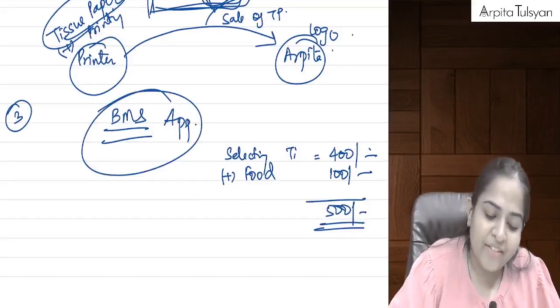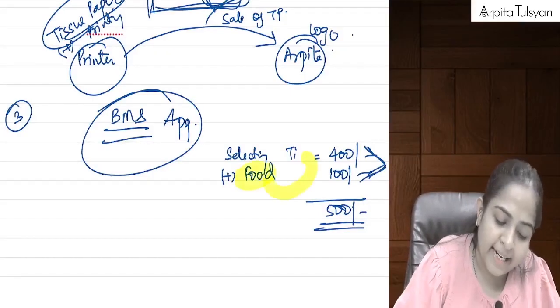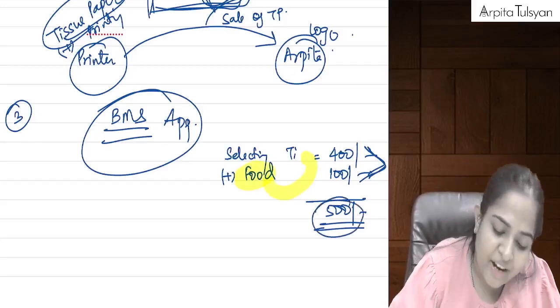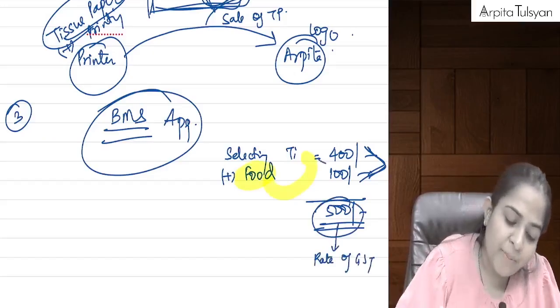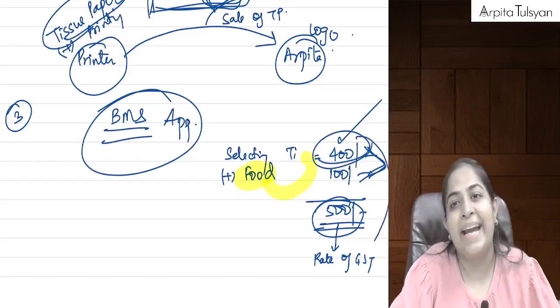rupees. So can we say even this is a composite supply? Supply of food along with ticket is considered as a composite supply. It is naturally bundled together. So on this 500 rupees, which rate of GST will be applicable? On this 500 rupees, whatever is the rate of GST applicable on tickets, that will be applicable on this entire 500 rupees.